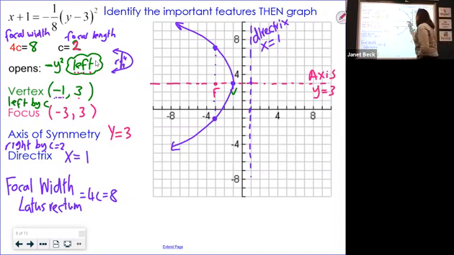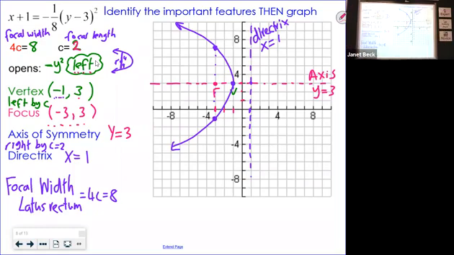This focus is incredibly important. We need to be able to see from how you've marked up your graph where it is. I've got to be able to look at your graph and know the focus is at -3, 3. I've got to be able to look at how you've marked up your graph and know the directions. It says that x equals 1 and the actual axis of symmetry is at y equals 3.